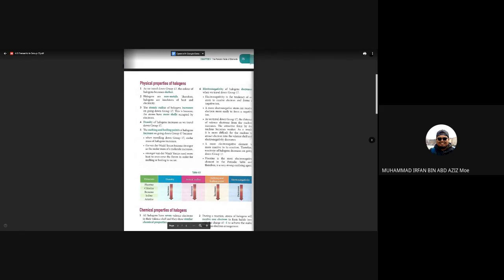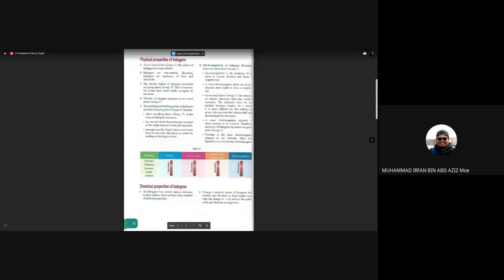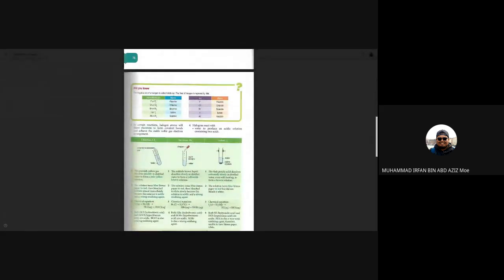Alright, earlier we went through the reaction and the chemical properties. This is the naming: halide. Fluorine gives fluoride, chlorine gives chloride.